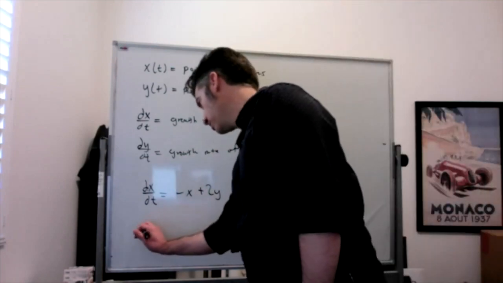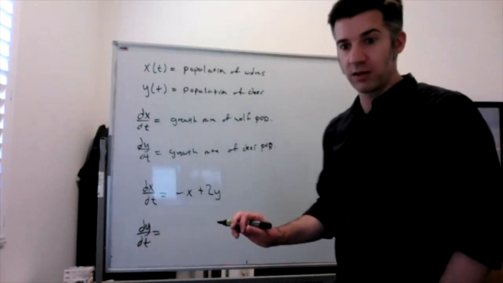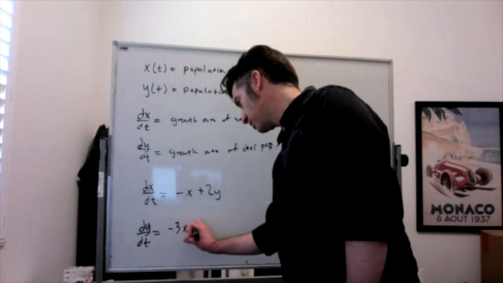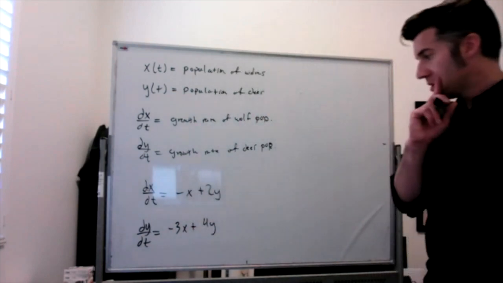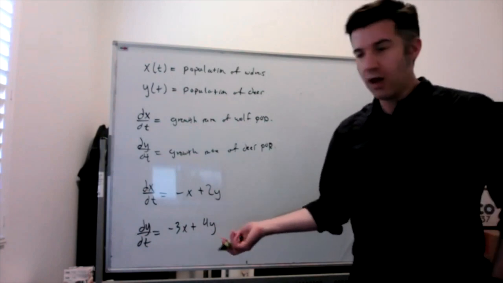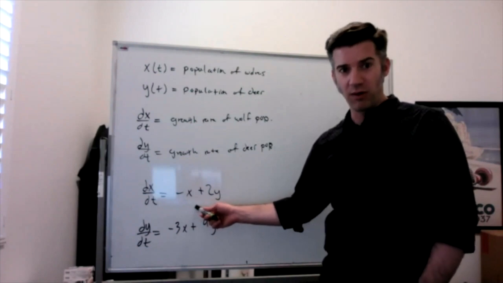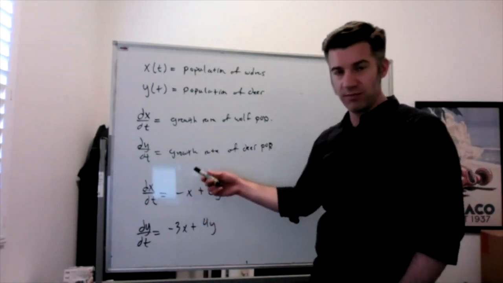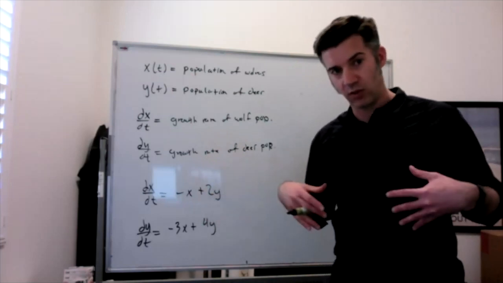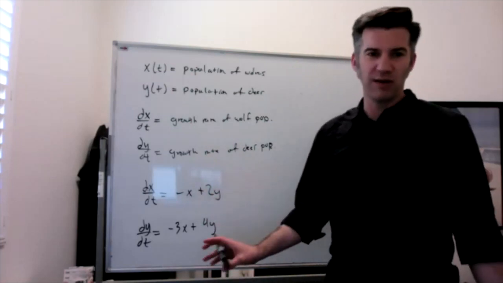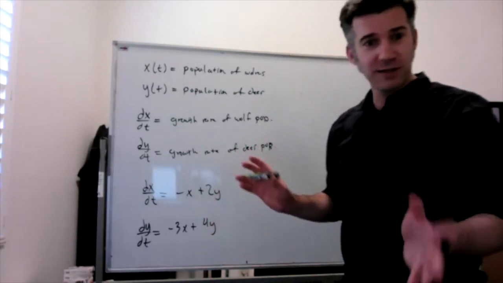And in a similar way, dy/dt, the growth rate of deer, is going to be negative 3x plus 4y. So again, the more deer there are, the more deer they make. The reason this is negative is that the more wolves there are, the less fast they're going to grow, because they're competing for the food resource. Whereas for the deer, we're not really saying that because they have plenty of fields and grass to eat.